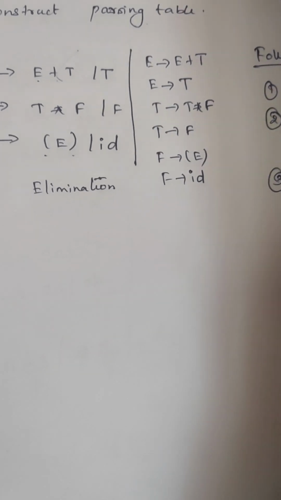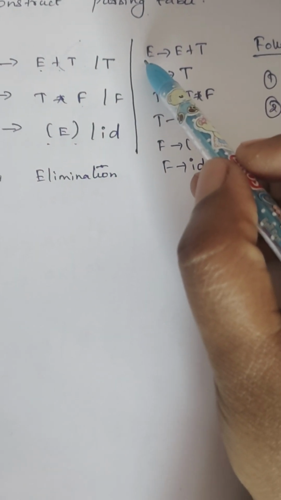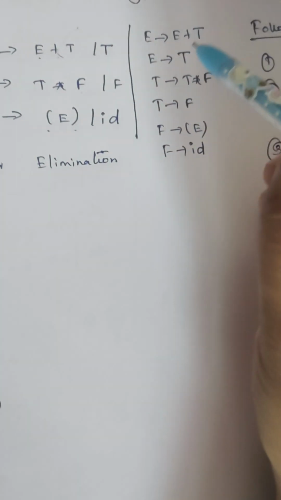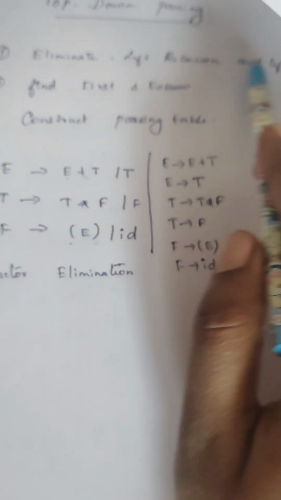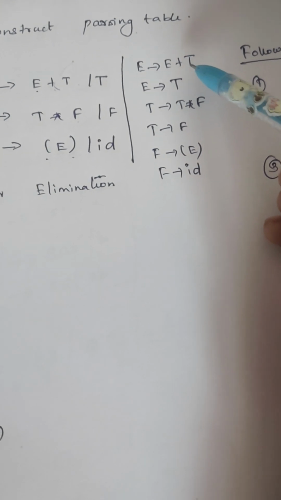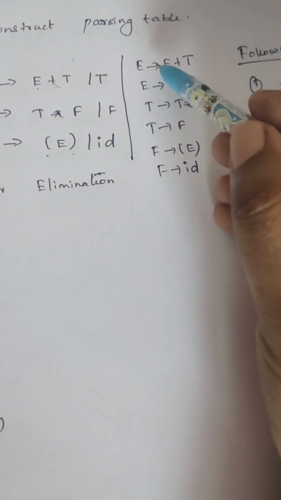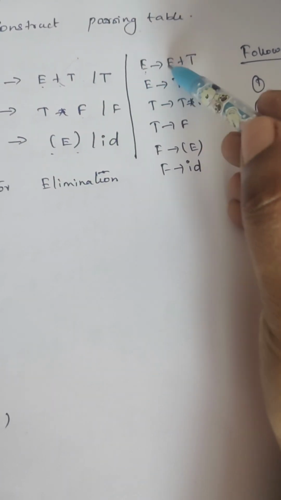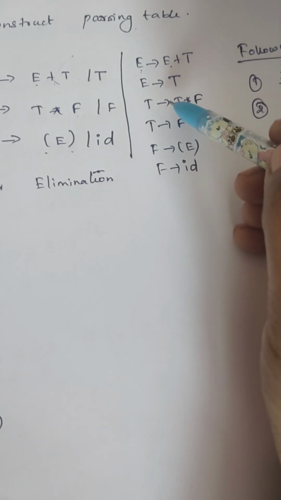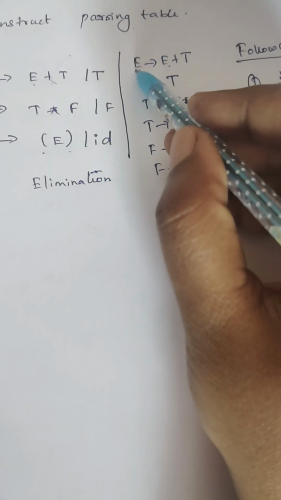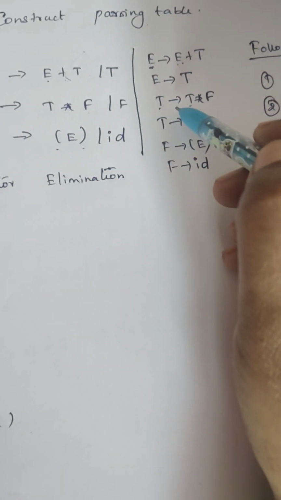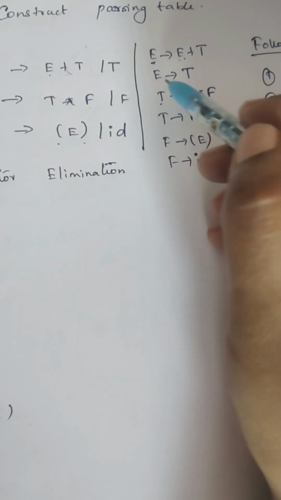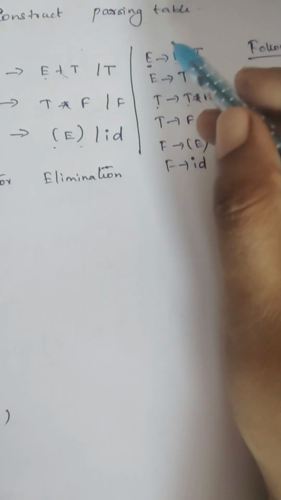After doing this, for top-down parsing, this is the first step. What is the next step we need to do? Eliminate the left recursion and left factor. Here we have many common elements, so we need to go for recursion. Because E tends to E plus T and T tends to T star F, there are repetitive elements, so we need to eliminate the recursive element.